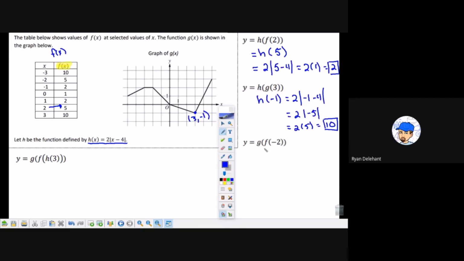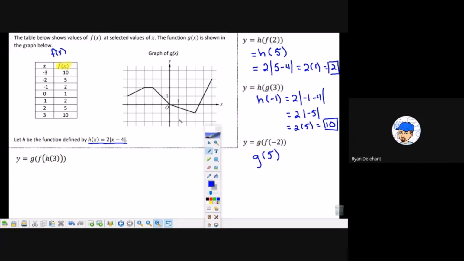G of f. So we're going to look at the table first, and then we're going to use the graph. So we want f of -2. So this is our x value. So we find that over here. -2 corresponds to a positive 5. So we'll substitute that in. And we want g of 5. Well, g is the graph, so we'll count out 1, 2, 3, 4, 5, and go up right here. And so that means at 5, we're up at positive 3. So our solution is just 3.